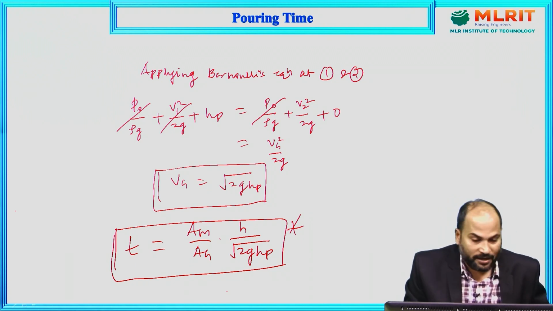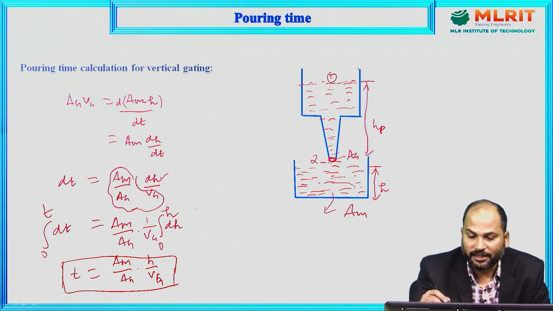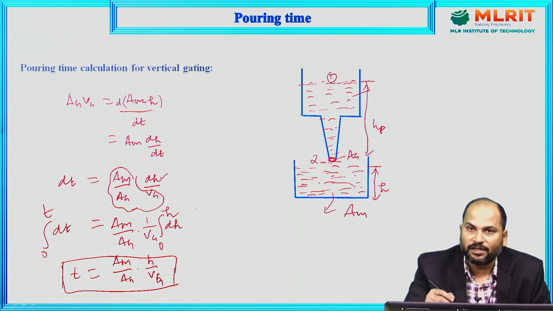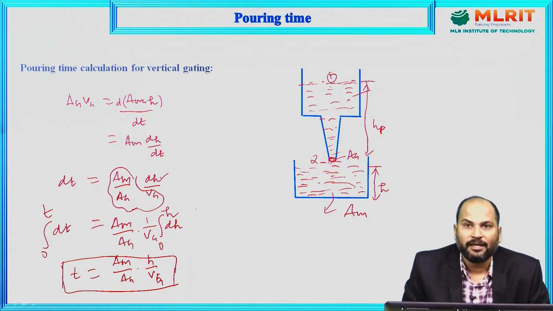But before reaching this one, we have made some assumptions. What are those assumptions? We have assumed that the liquid level in this pouring basin is almost constant. What does it mean? It means that the velocity with which this liquid is coming down inside this one is very, very small. It is almost 0. That is the first assumption, and we have applied Bernoulli's equation in the ideal case. Ideal case means we are assuming that there is no loss over there. Frictional losses or whatever kind of losses, we are simply assuming that it is 0.